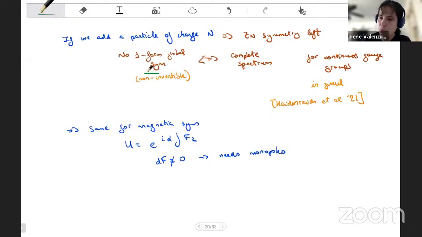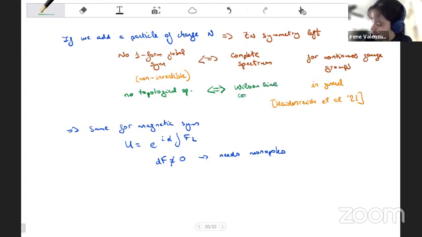What I'm saying is that no one-form global symmetry means that there are no topological operators. And what I did is to show that this is equivalent to saying that the Wilson lines can break. Okay, so this is how this is shown. Wilson lines can end, which means that you have charged spectra. So this is equivalent to this, and that there are no topological operators, like the symmetries are broken.